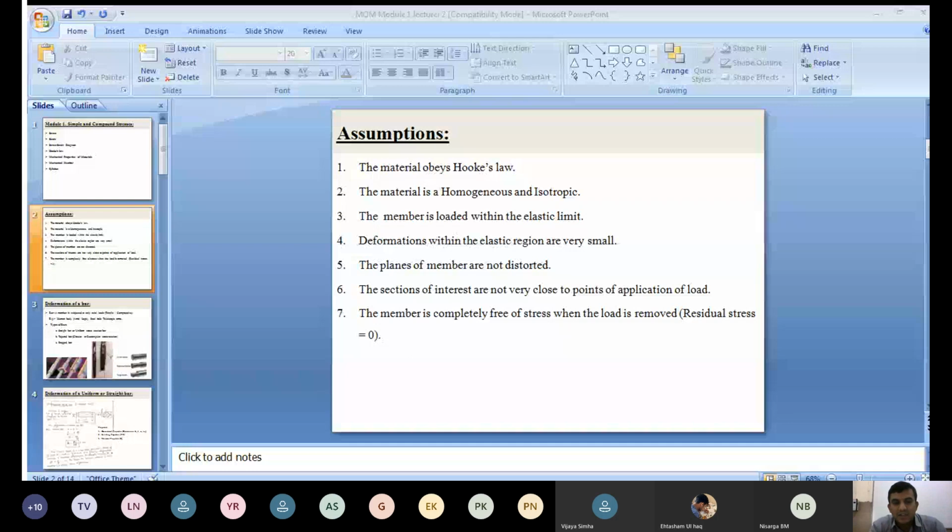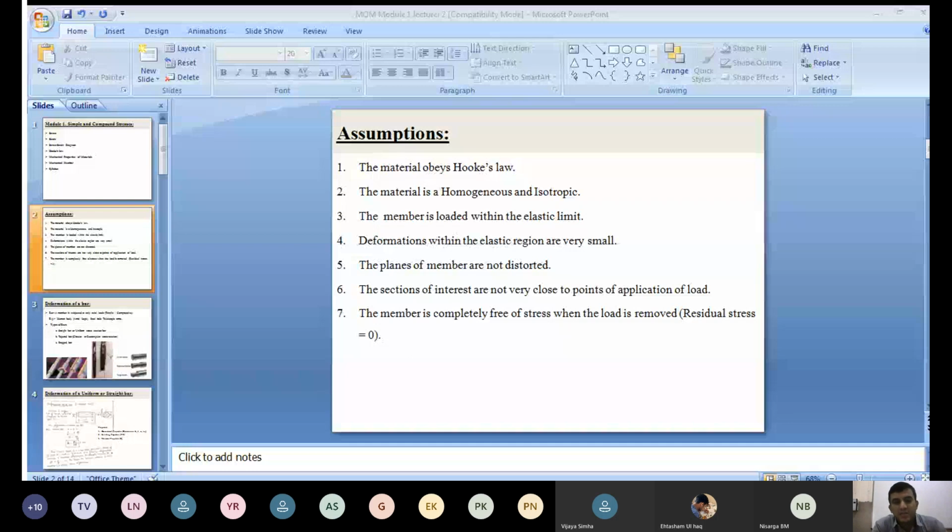Then the seventh assumption is the member is completely free of stress when the load is removed, meaning residual stresses are zero. Actually, the third assumption is the same. If you apply a load only within the elastic limit and remove the load, it comes back to original shape and size. If it does not come back to original shape and size, there are residual stresses, already inbuilt stresses induced. That is what residual stresses are. Whatever the residual stresses are, they should be considered as zero.